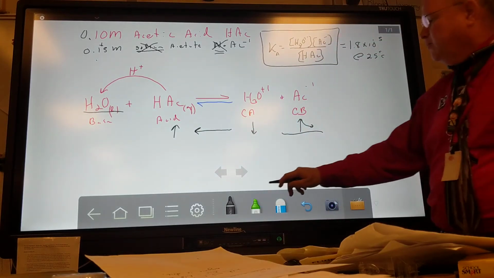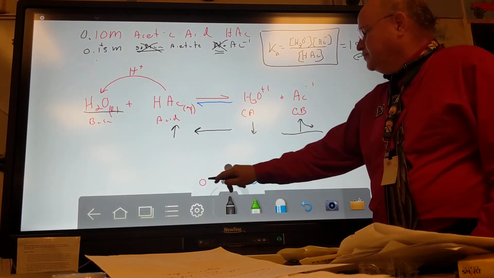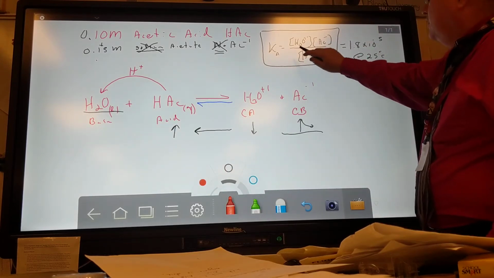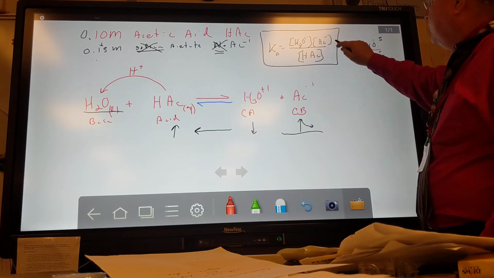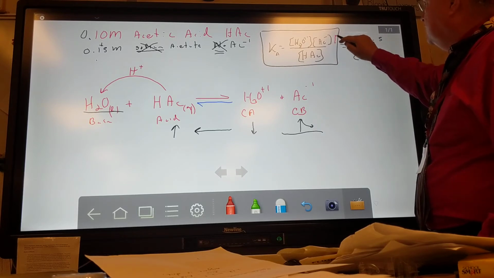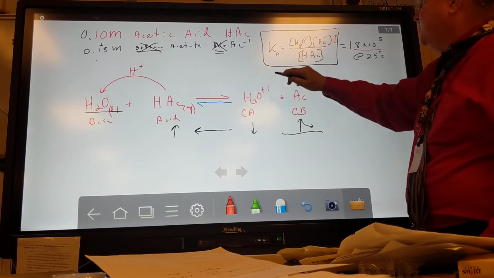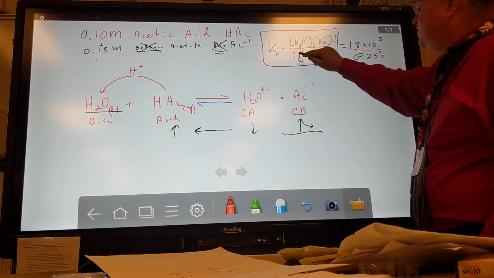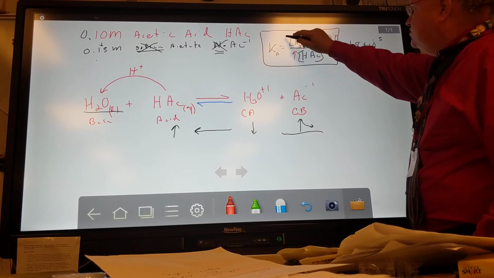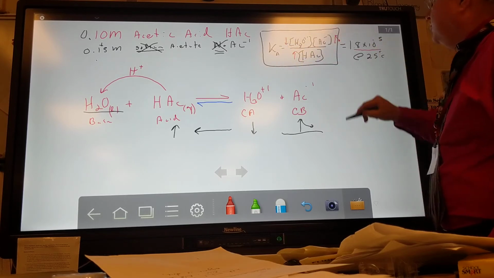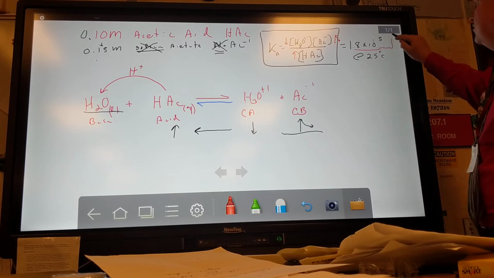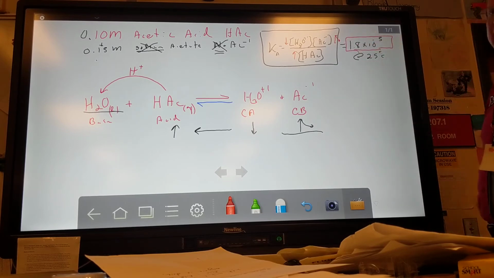If I look at that mathematically, for this number to stay the same, 1.8 times 10 to the negative fifth, if I was to increase the acetate, shifting towards the reactants increases the denominator, decreases your hydronium, and also decreases the acetate by shifting away from that to keep your K constant. And that's the essence of the common ion effect.